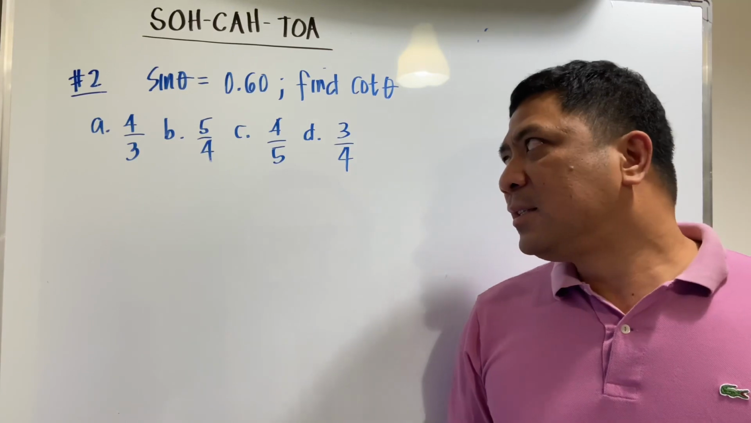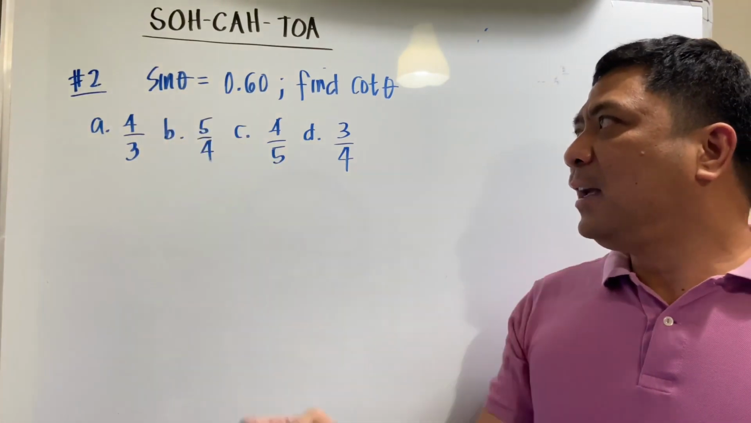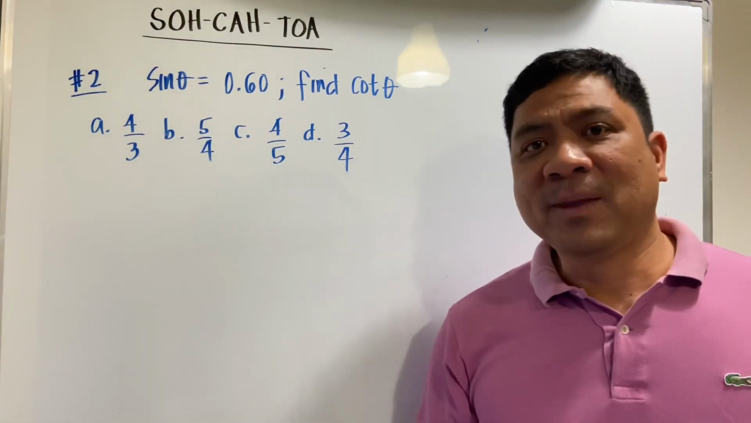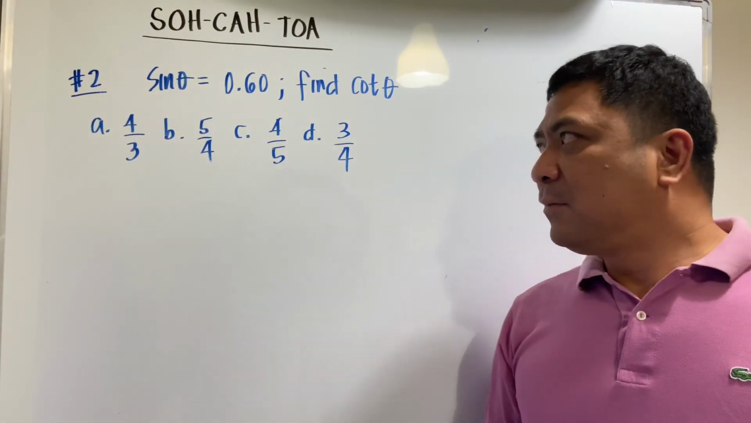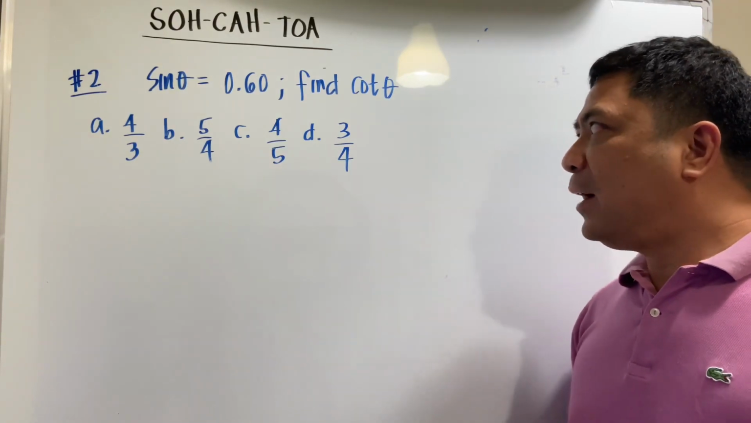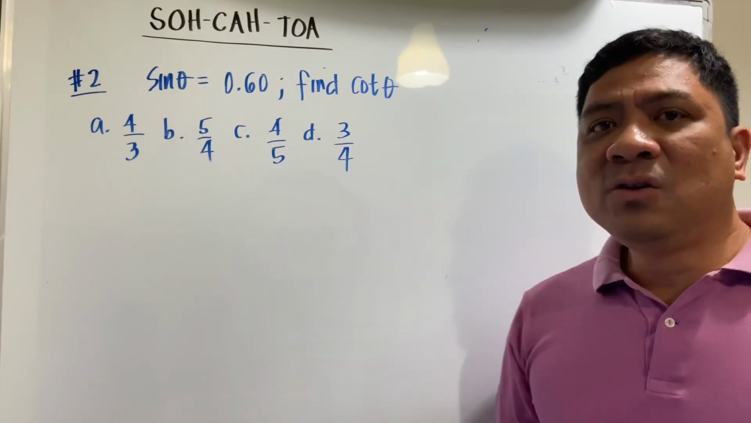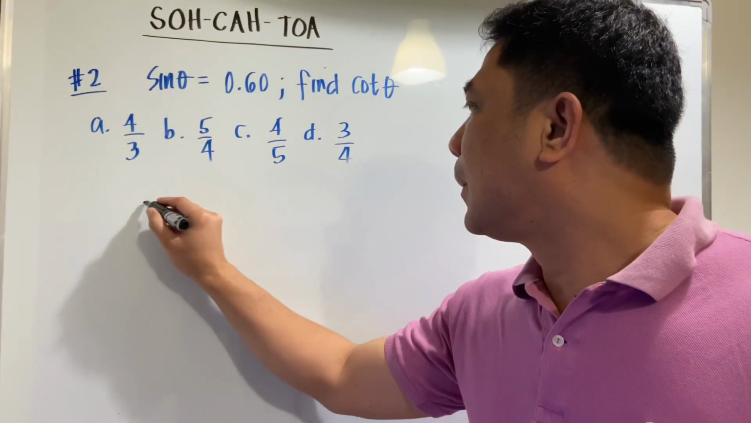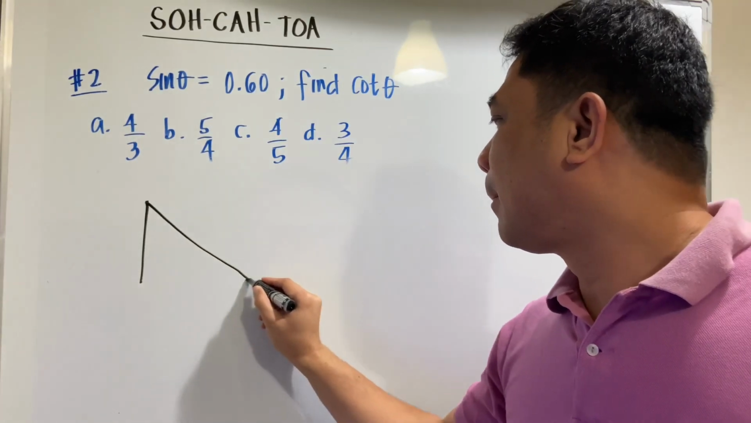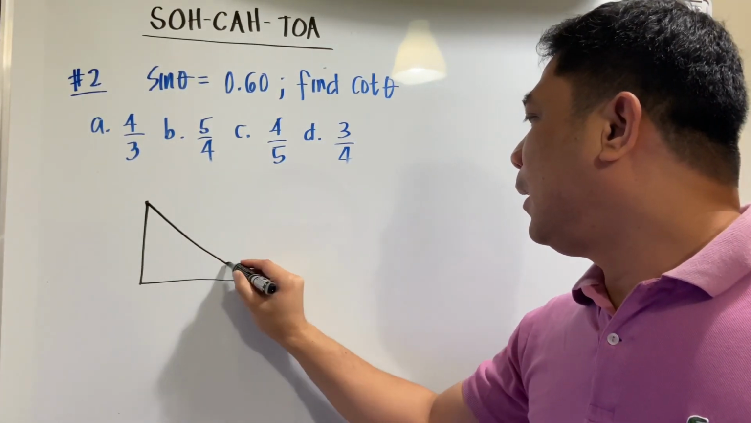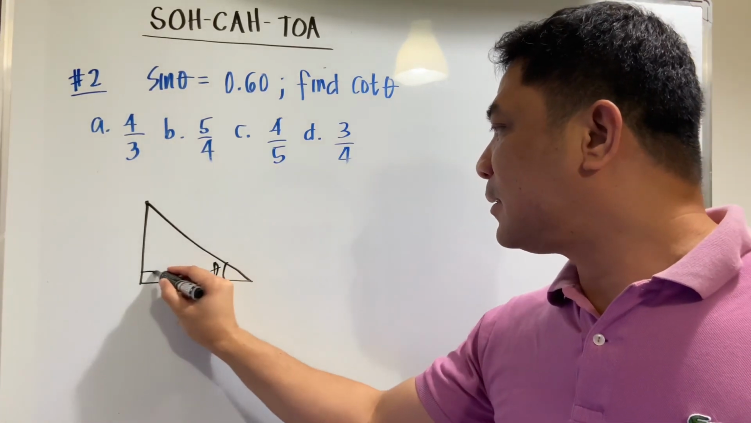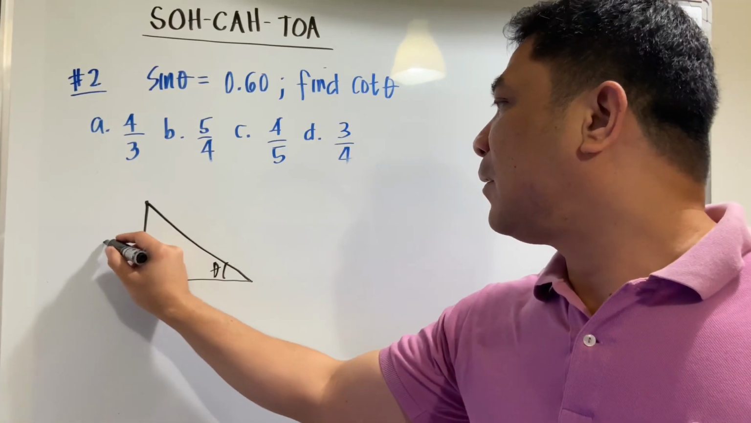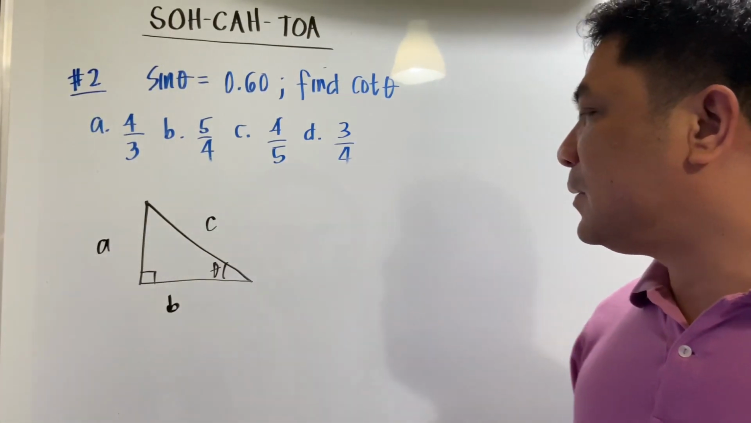You can simply take the value of your theta by taking the inverse sine of 0.6, and then you'll get the cotangent of that theta. That's another solution. But for today, I'll be showing you how to arrive at the cotangent of that theta using our right triangle. So if this is our right triangle, and you have your reference angle there, and then this is a right triangle. So you have your base here, and then you have your altitude and your hypotenuse there.